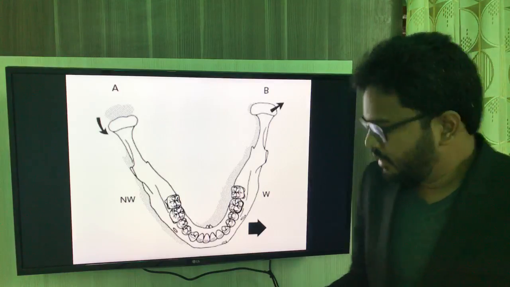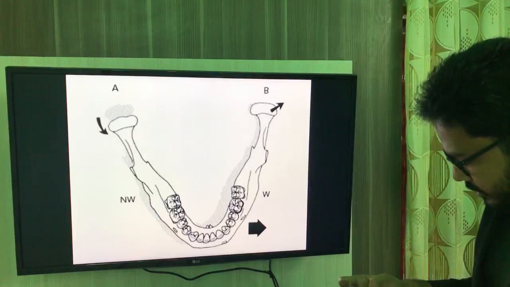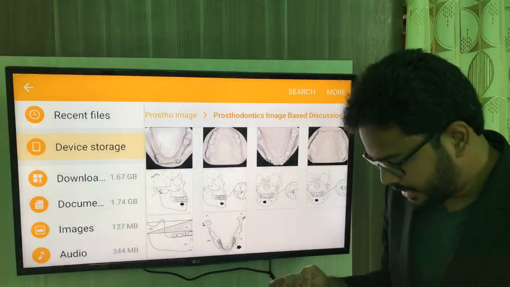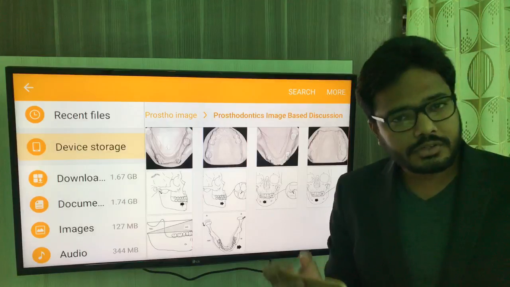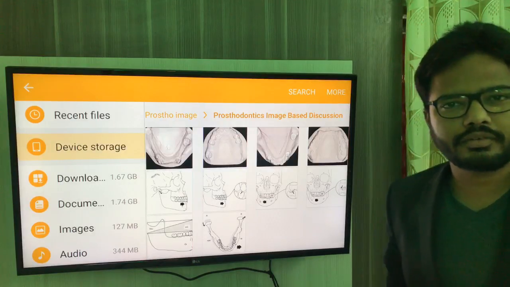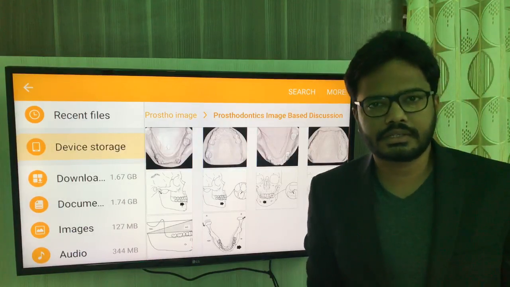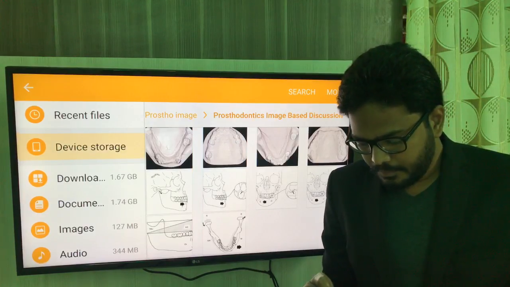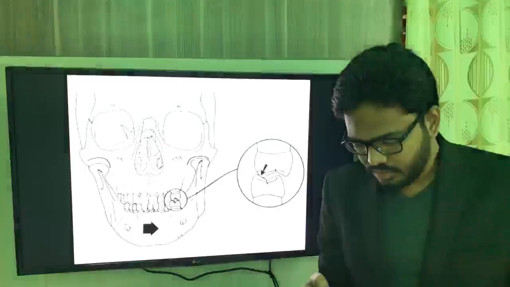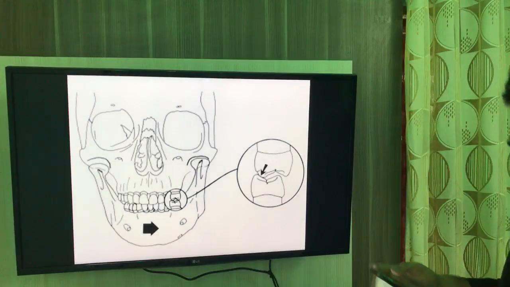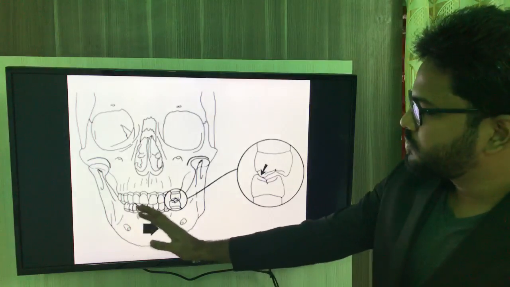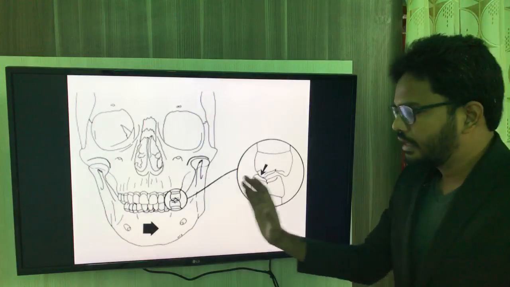Okay. Now let's move on to the next kind of movement. After seeing working side and non-working side, we also discussed working side interferences and non-working side interferences. So to clarify that concept once again, as you can see here in this illustration, I hope it's clear, right? The mandible is moving towards the left side.